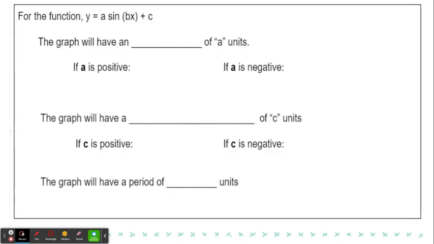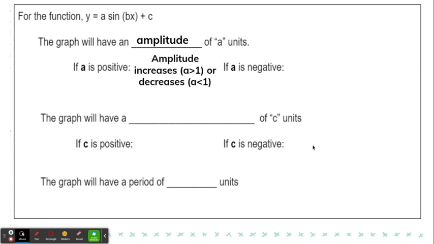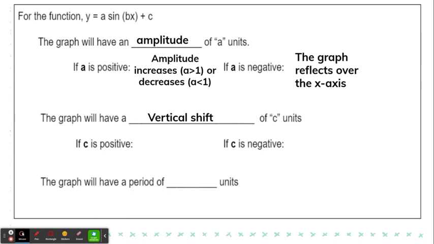Alright, so let's fill in some vocab for yourself. That graph will have an amplitude of the A. Remember, it's always a positive value. So if that number is big, that is actually a vertical stretch. And if that A value is small, it will be a vertical shrink. And if that number is negative, that's the reflection. So treat that totally separate from the amplitude. The number on the side is your vertical shift. All right, so it's either positive translates up, negative translates down.